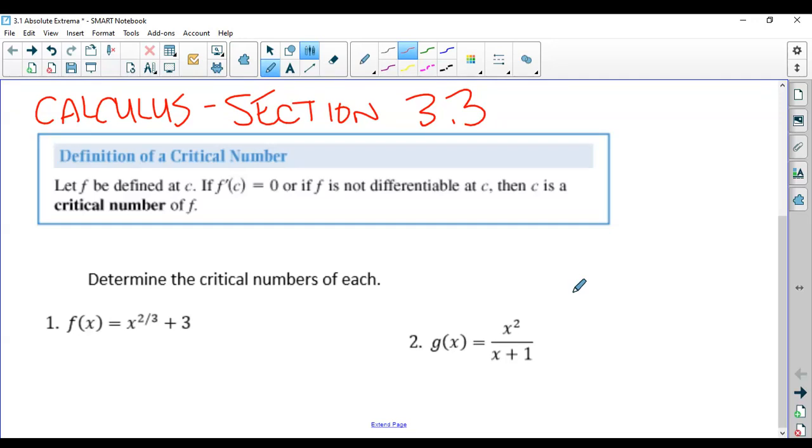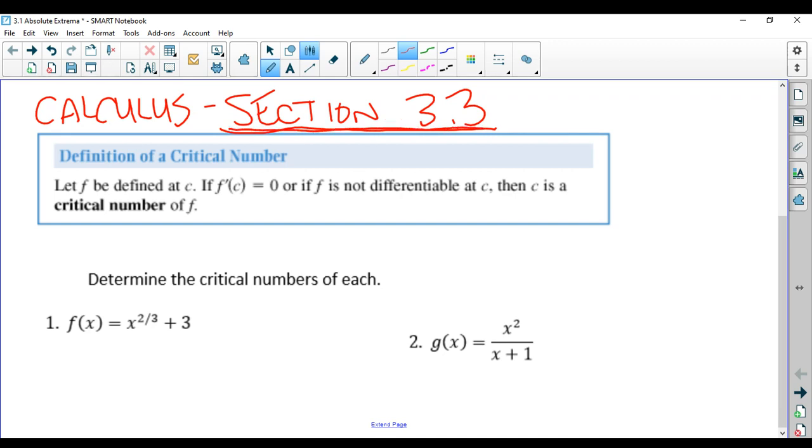Critical numbers. This is from section 3.1 in our book, but it really applies to the whole chapter. Actually, we're going to start at section 3.3. So that's what we called.